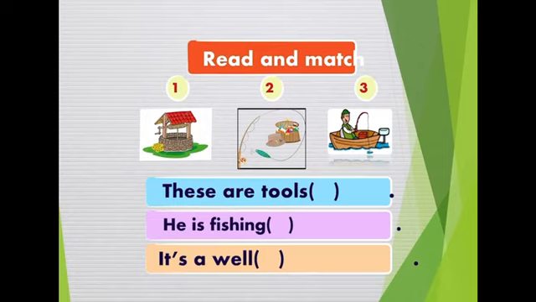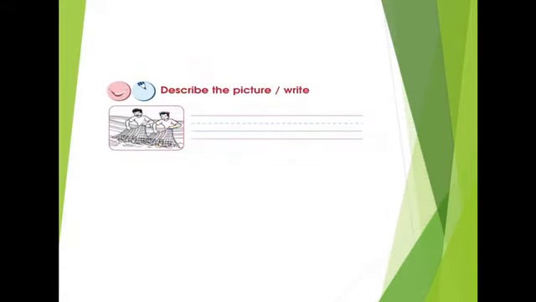Read and match. Okay. These are tools. Yes, number two. Okay, he is fishing. Number three. It's a well. Number one. Well done, my friend. Well done. Describe the picture right. Yes, who can describe it?